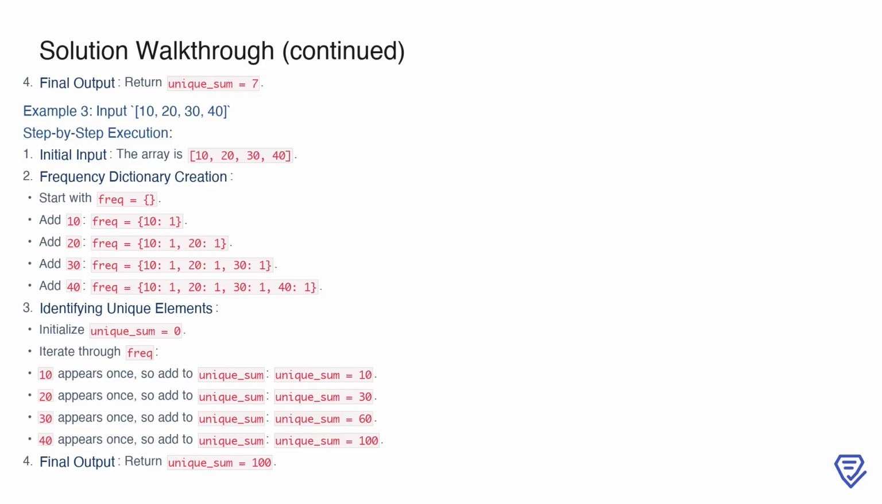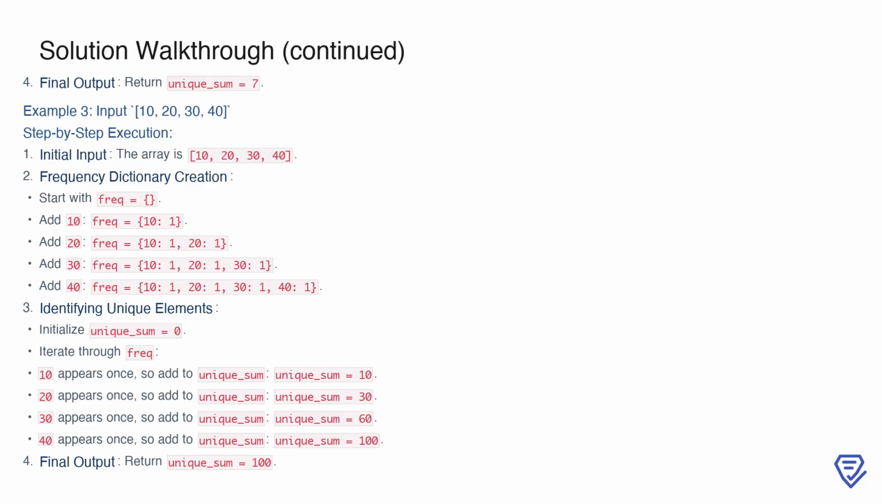Now, let's examine the third input, 10, 20, 30, 40. Here, all elements are unique, so the frequency dictionary will count each number as appearing exactly once. We start with an empty dictionary and add 10, resulting in {10: 1}, then add 20, updating it to {10: 1, 20: 1}. Adding 30 gives {10: 1, 20: 1, 30: 1}, and finally, adding 40 results in {10: 1, 20: 1, 30: 1, 40: 1}.